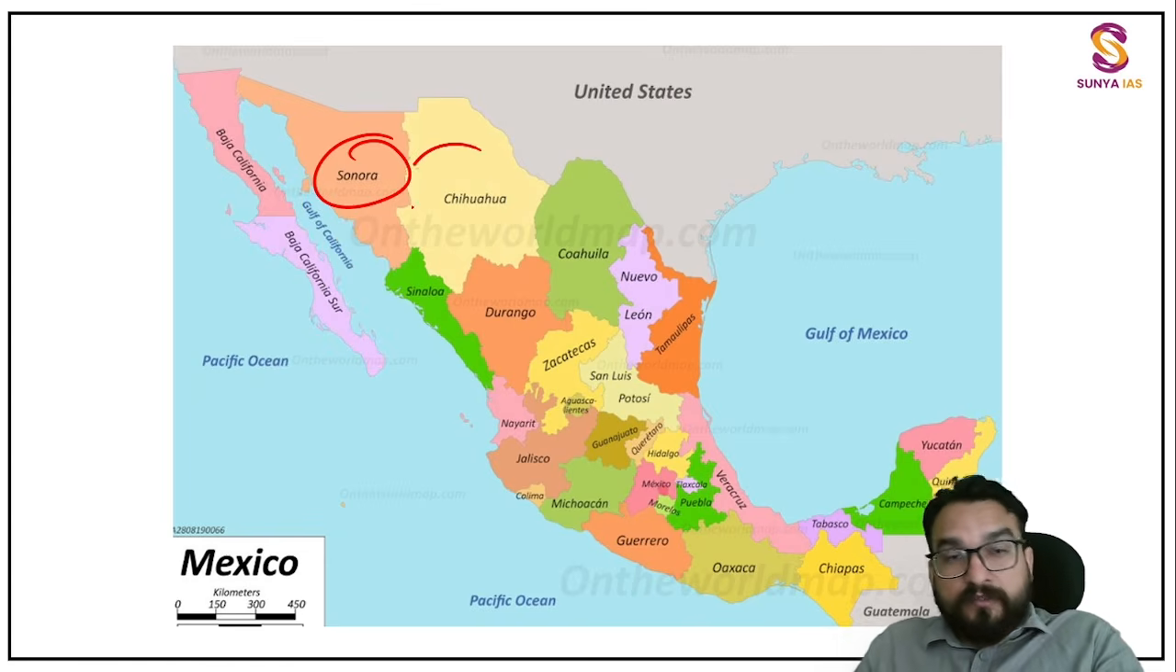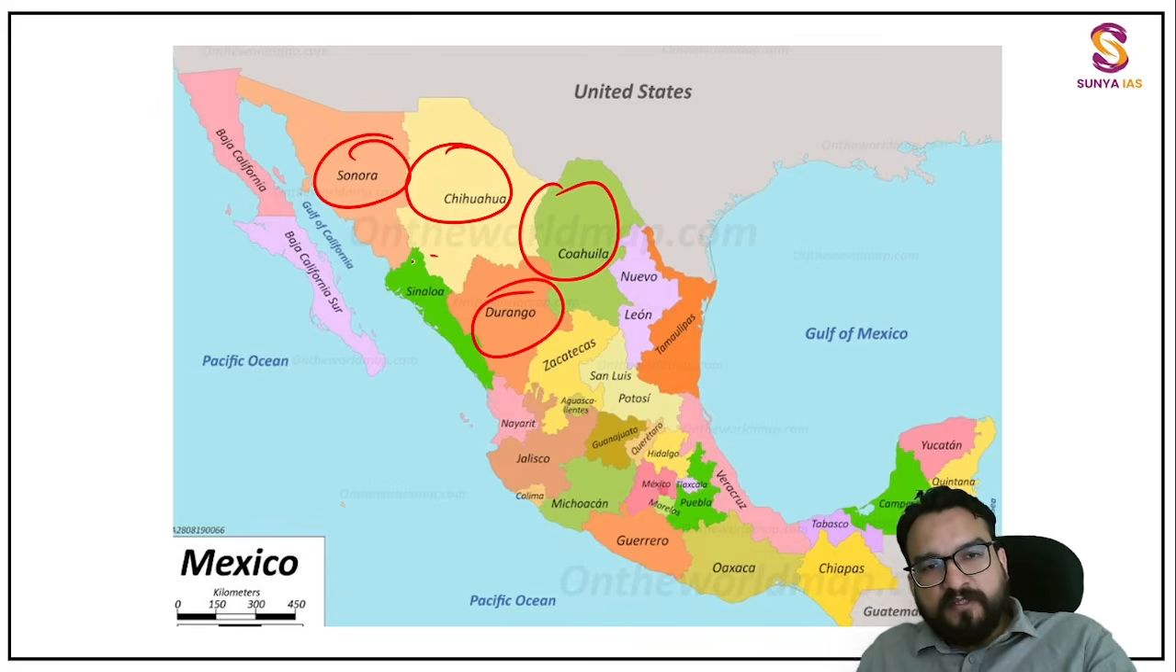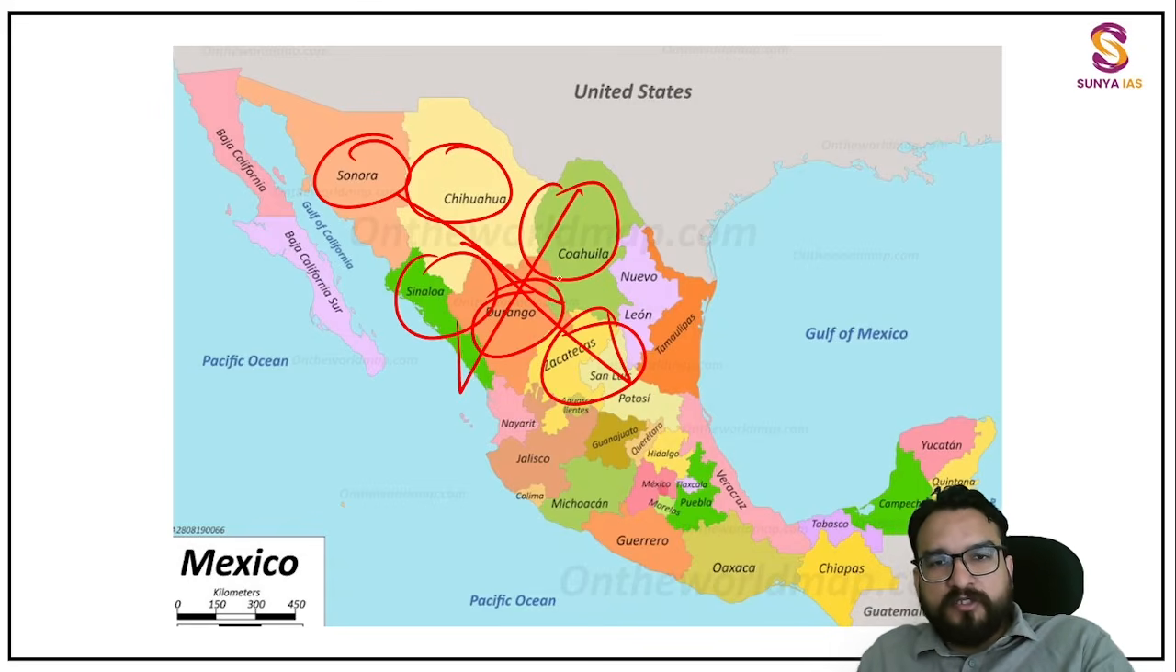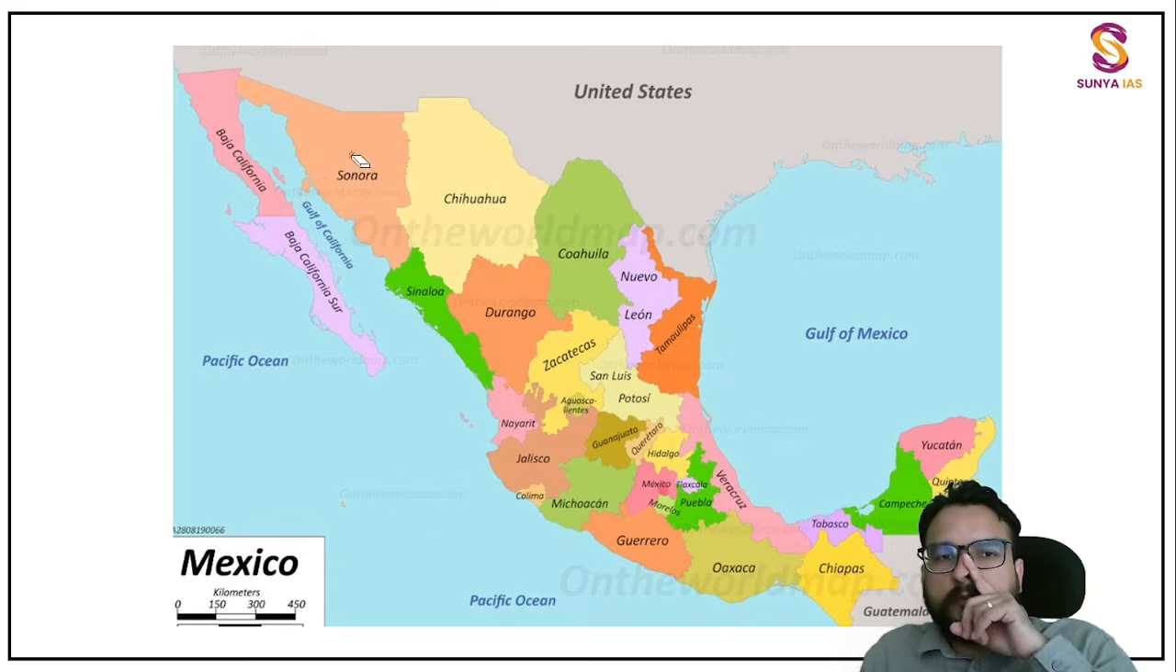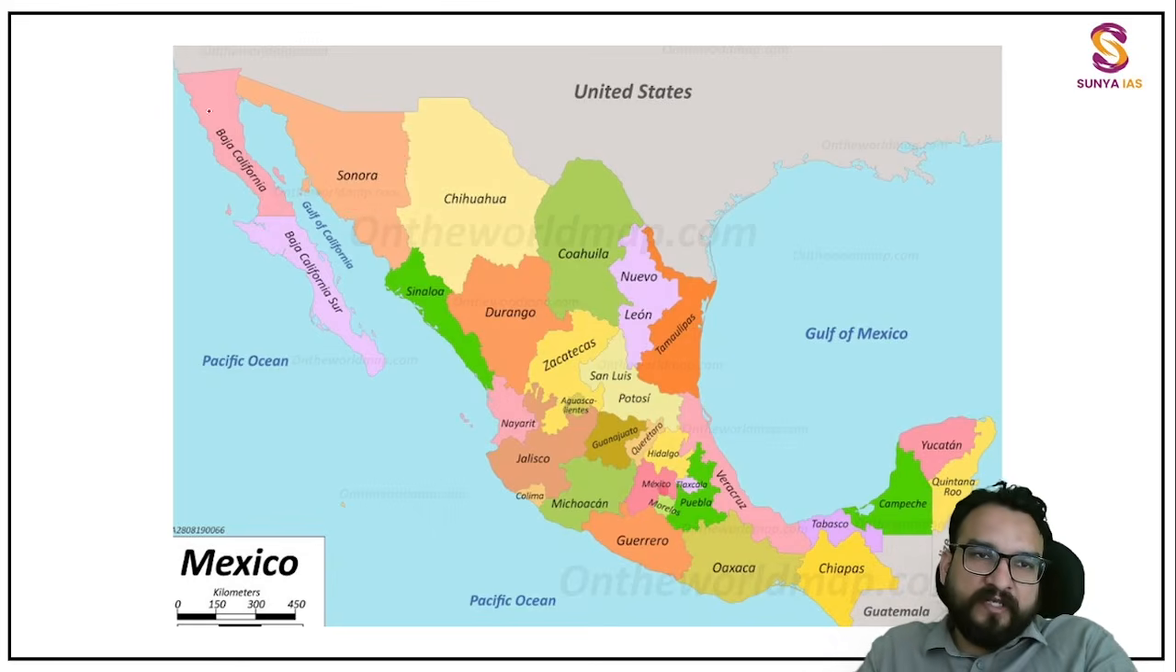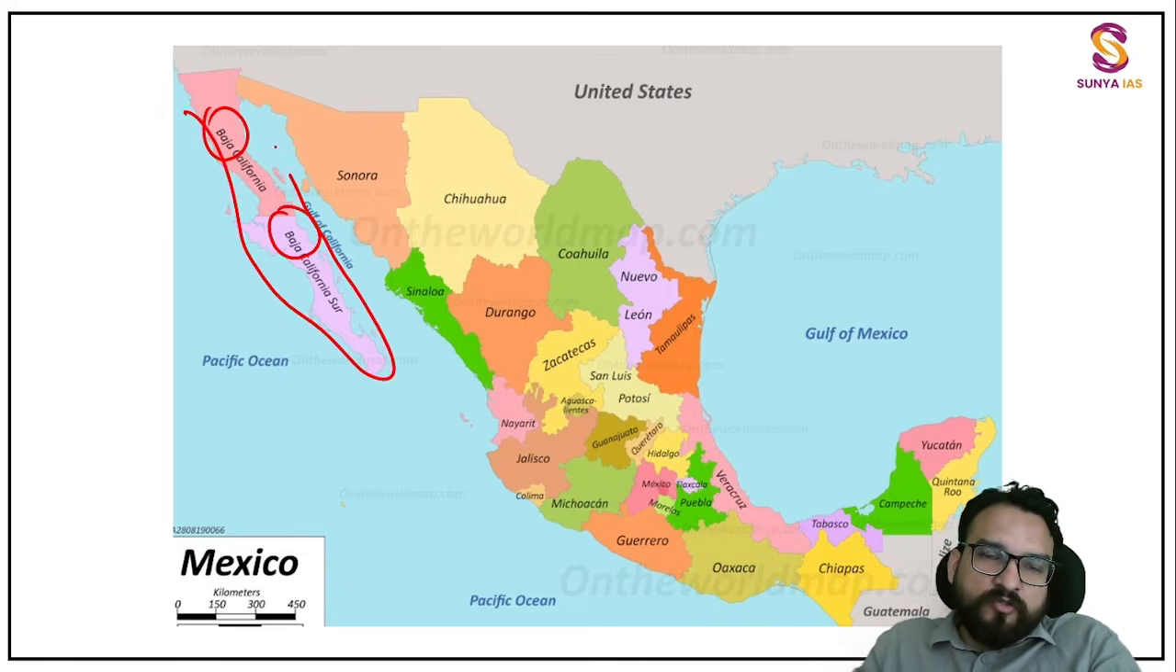Now these are the provinces, the states in which Mexico is divided. No need to learn all these states, but I want you to focus upon 2 particular states. This peninsula is known as something. You might be finding this name written, that is Baja. So you can call it the Baja Peninsula. For example, this is the Baja Peninsula over here, right?